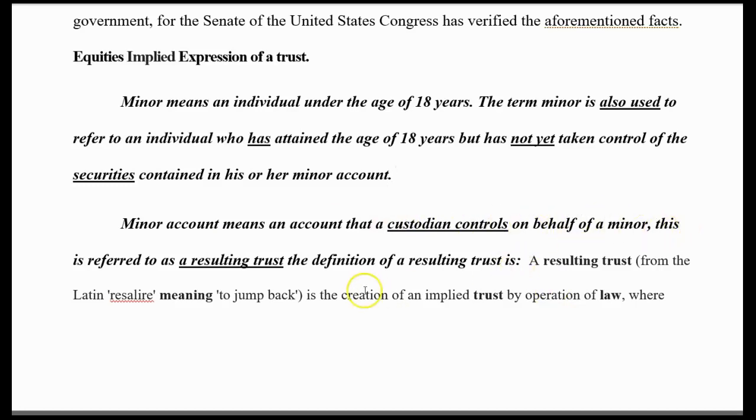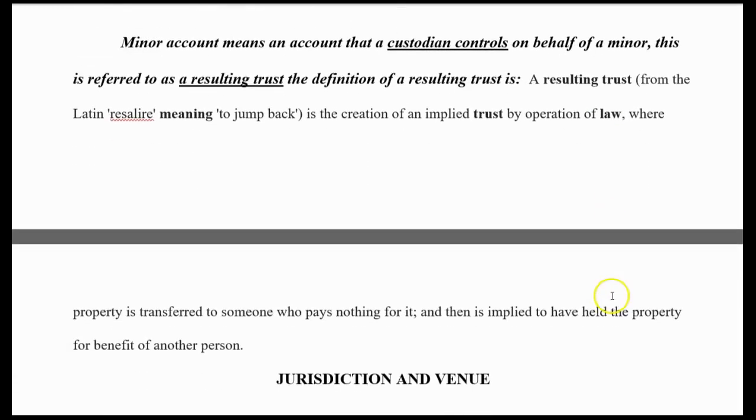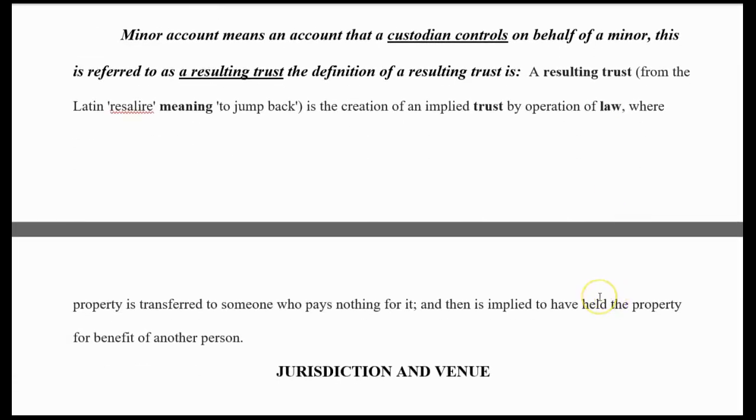This is referred to as a resulting trust. The definition of a resulting trust is the creation of an implied trust by operation of law. In other words, how they're acting implies the trust, where property is transferred to someone who pays nothing for it, and then it is implied to have held the property for the benefit of another person.